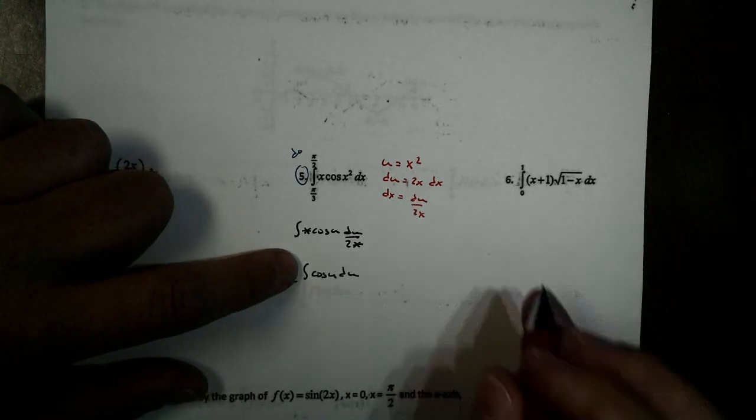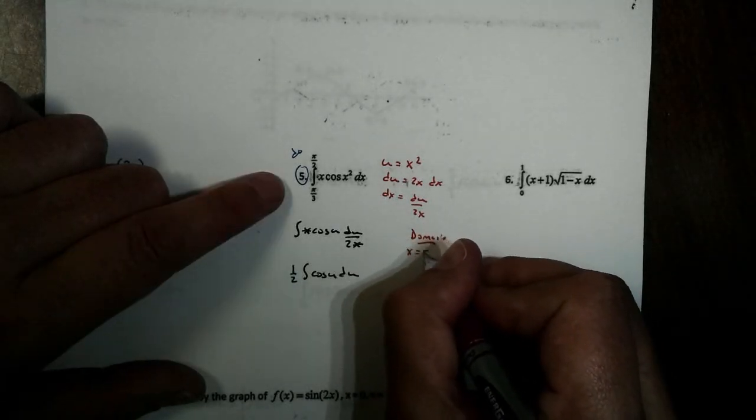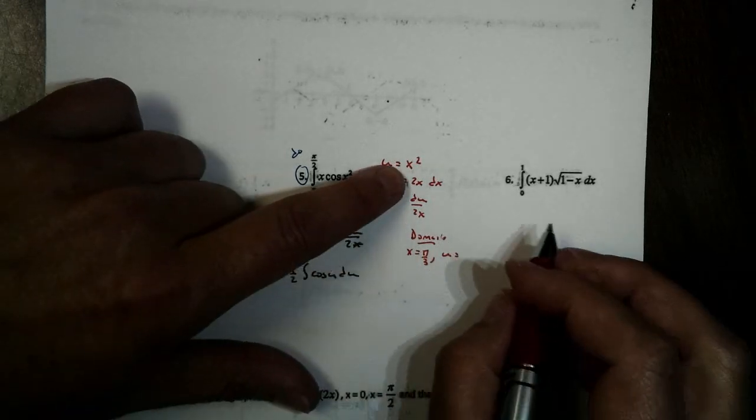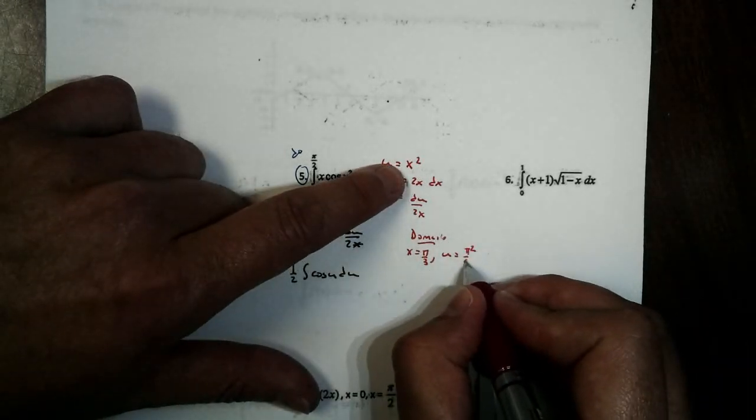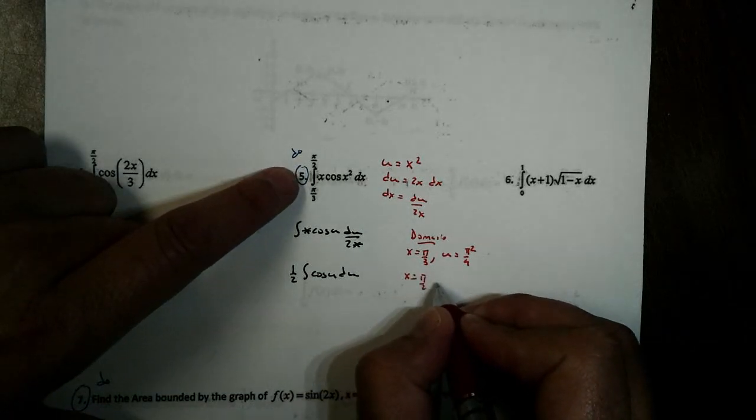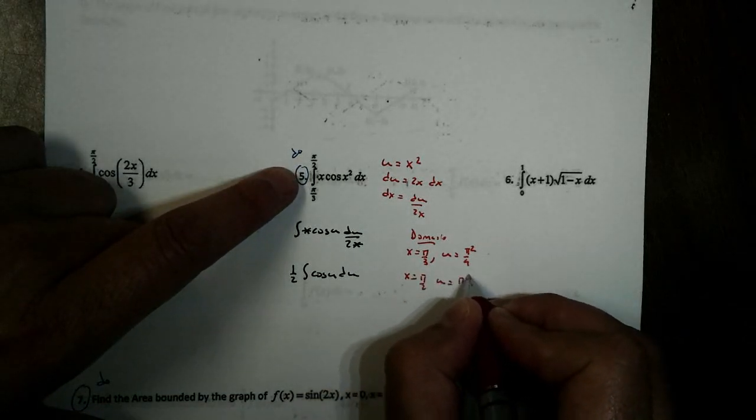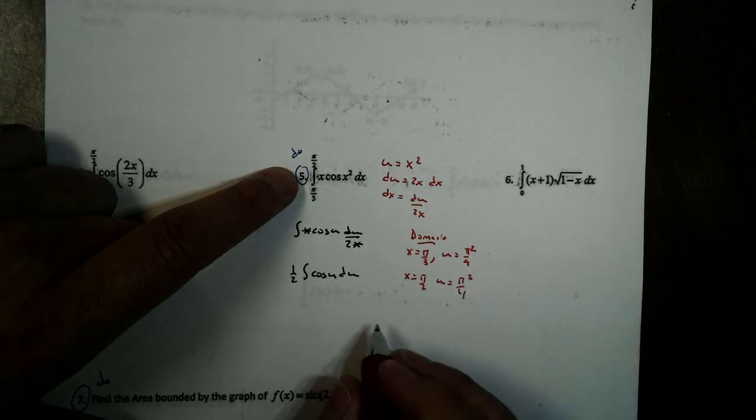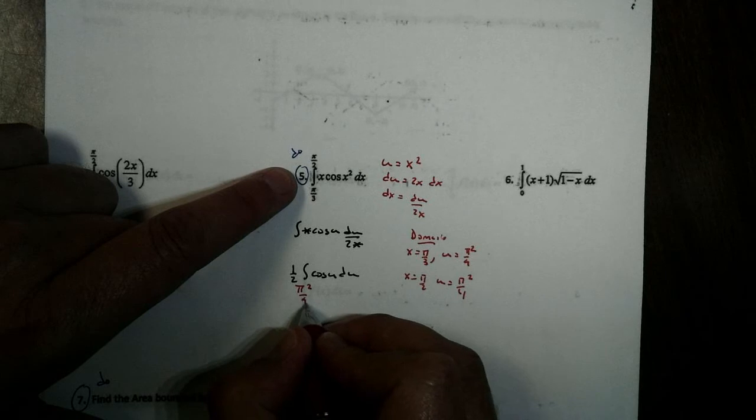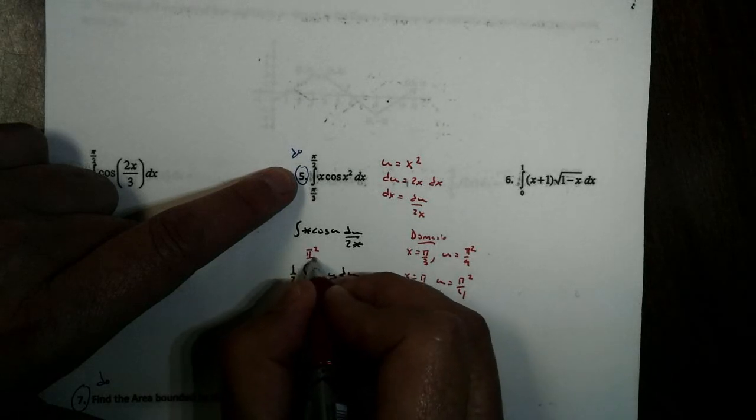Now, I am going to change my domain, so let's take a look here. When x is pi over 3, u is, well, pi over 3 squared becomes pi squared over 9. When x is pi over 2, u is just pi squared over 4. These are nasty. So this is going to become pi squared over 9 to pi squared over 4.